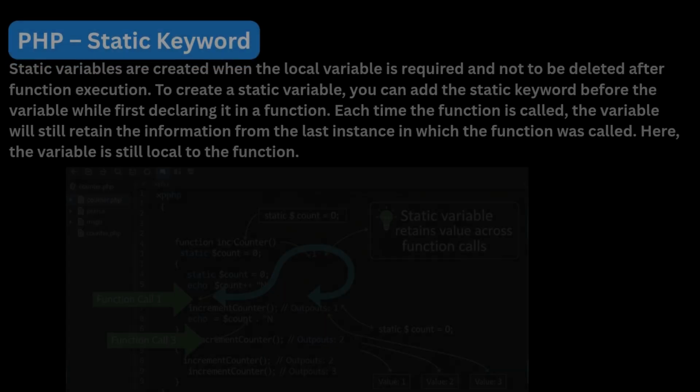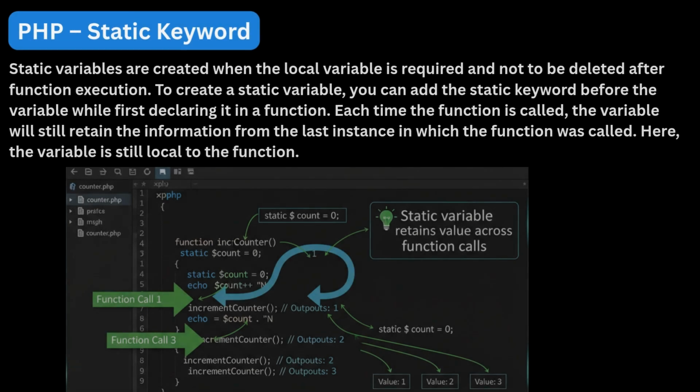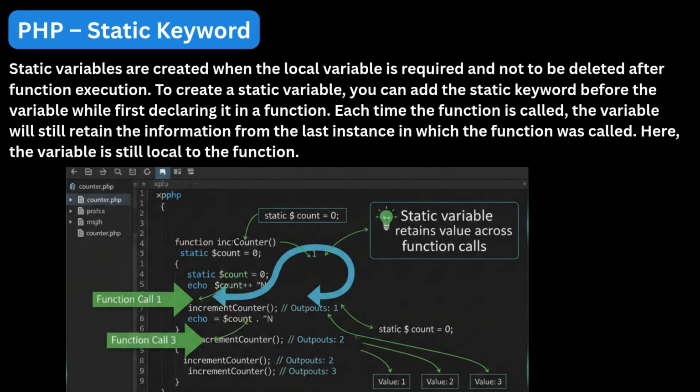Now that we've seen how the global keyword allows a function to access variables from outside its scope, let's move to another important concept: the static keyword in PHP. Static variables are used when you want a local variable to remember its value even after the function has finished executing. Normally, when a function ends, all its local variables are deleted from memory. But when a variable is declared as static, it keeps its value between function calls.